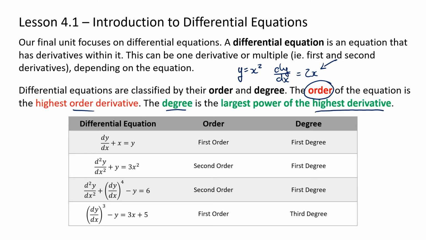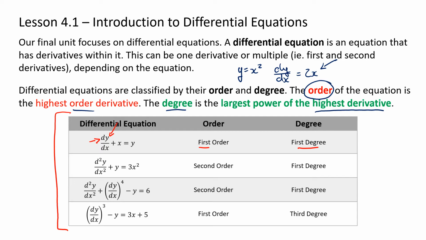Okay, so if we look at a few examples of this, these are all in this table forms of differential equations. So if we have dy by dx plus x equals y, okay, that's a differential equation, it has a derivative in it. It's first order because it has the first derivative only. And it's first degree because the exponent of that derivative function is simply 1.